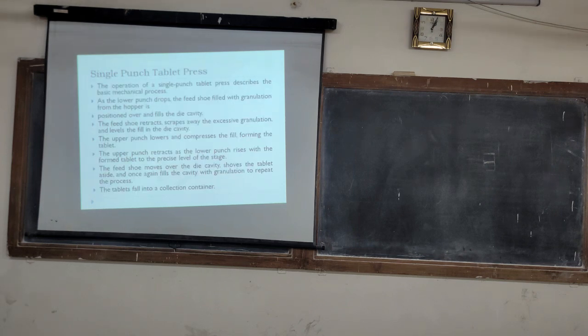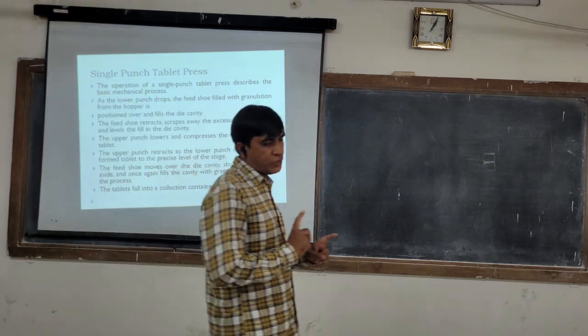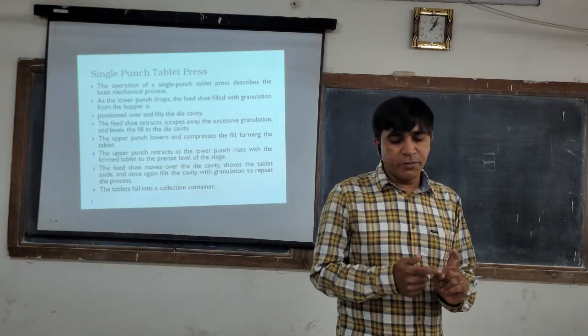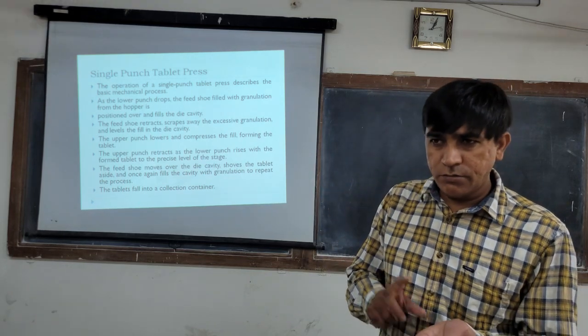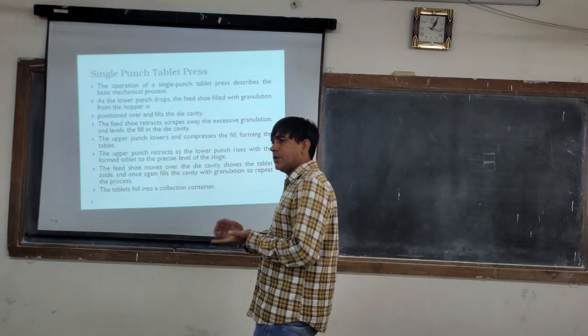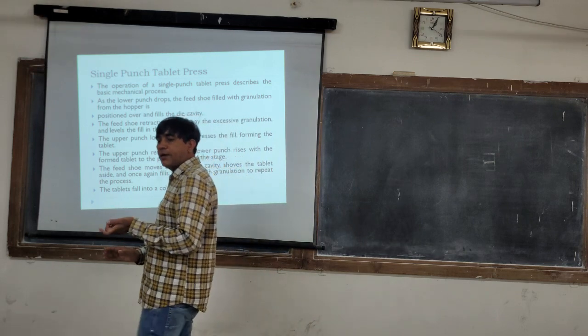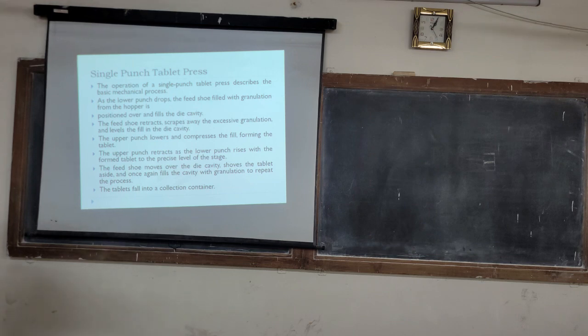Now, a single punch tablet machine, as the name says, has only one set of die and punches. Here, in a single punch tablet machine, the lower punch regulates the fill volume. Compression force is least affected by the lower punch, and it ejects the tablet, while the compression force is adjusted by the upper punch only. So in a single punch tablet machine, one tablet will be produced per cycle.